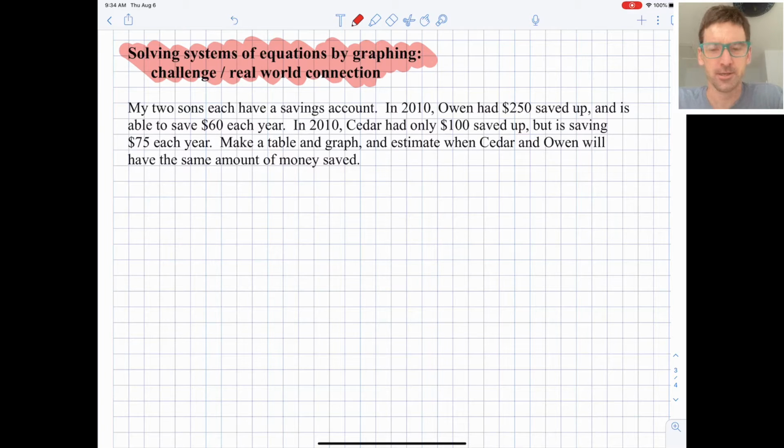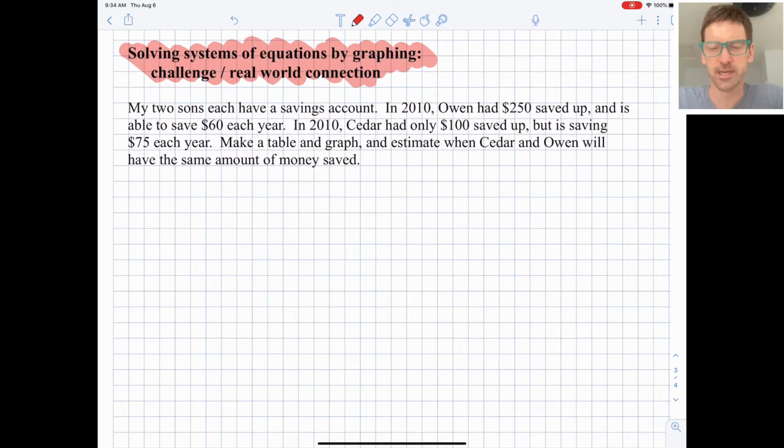So here's a scenario. My two sons each have a savings account, and back in 2010, my older son Owen had saved up $250 in his account by then, and he's able to put away $60 a year. In the same year, at the same time, Cedar, my younger son, had only $100 saved up, but he's saving about $75 each year. Okay, and so our task here is to make a table and graph and estimate when Cedar and Owen will have the same amount of money saved.